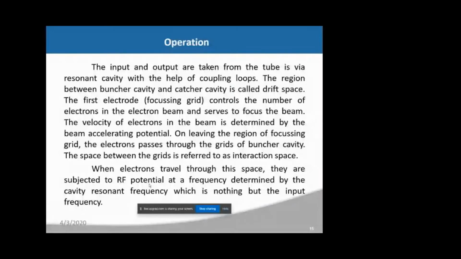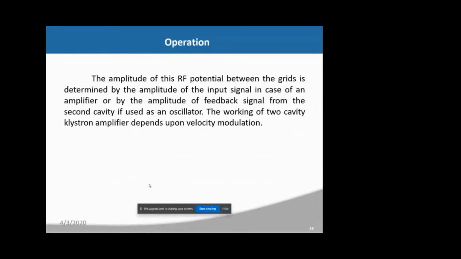When electrons travel to this space, they are subject to RF potential at a frequency determined by the cavity resonant frequency, which is nothing but the input frequency. The amplitude of the RF potential between the grid is determined by the amplitude of input signal in case of any amplifier, or by the amplitude of the feedback signal from the second cavity if it is used as an oscillator. The working of two cavity klystron depends upon velocity modulation.